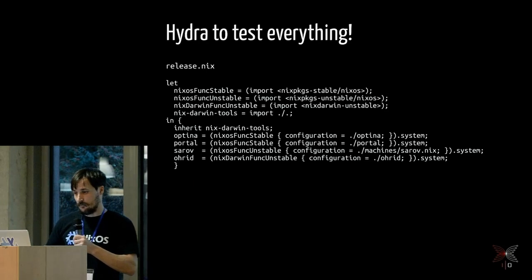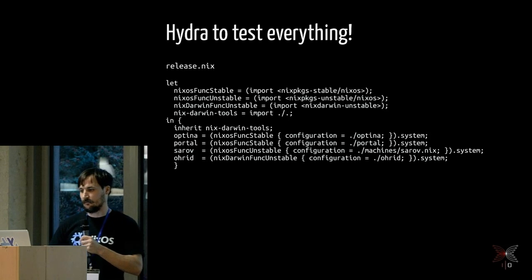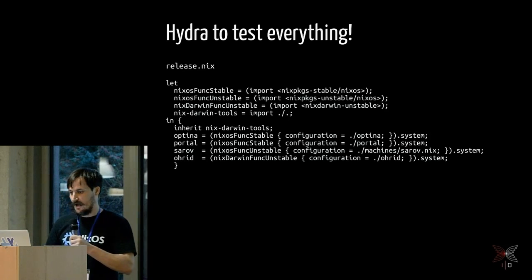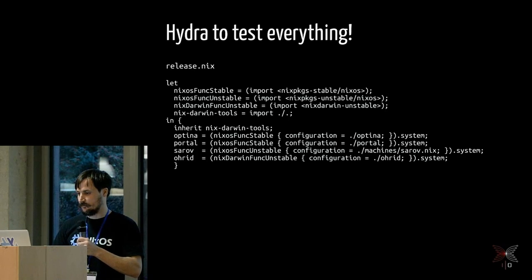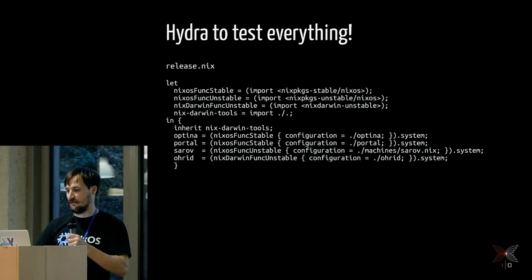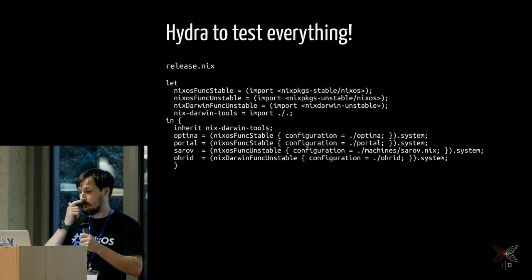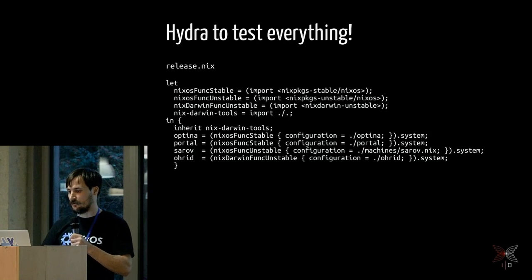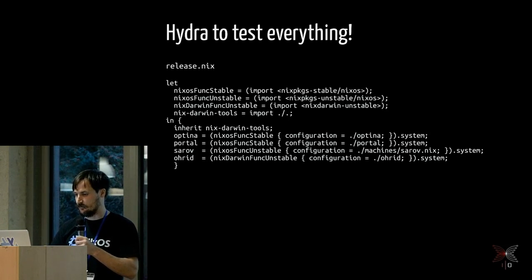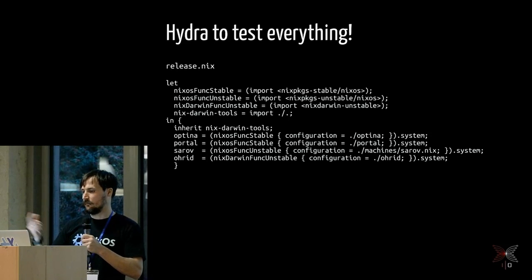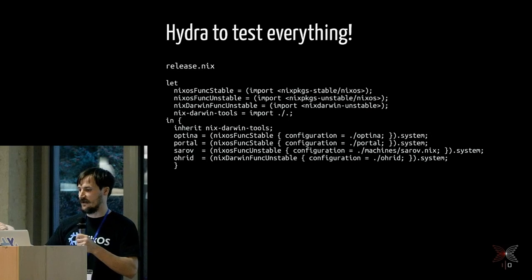And then most importantly, we need CI to test everything, so Hydra to test everything. I define a nixos-func-stable, nixos-func-unstable, and a nix-darwin-func-unstable that point to these that are defined in Hydra. If you want to see how they're defined in Hydra, you can look at my Hydra configs repo under the same username on GitHub. And then nix-darwin tools is what I told you about, with the tools to actually deploy.